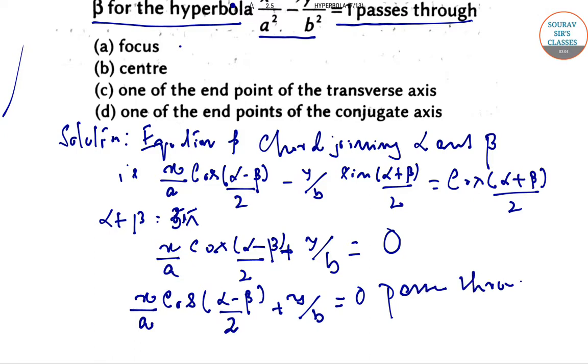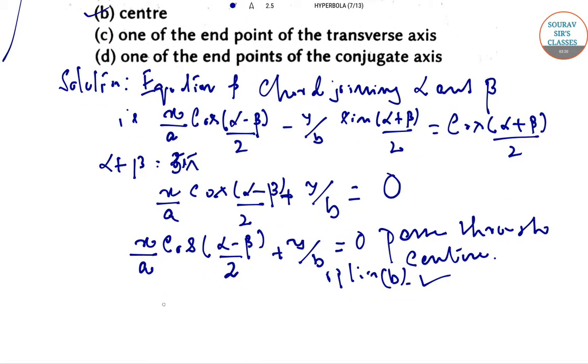Center. Okay, so your answer is B, option B, correct. This is your correct option, center, because this line will always pass through the center. So B, center, is the correct option.